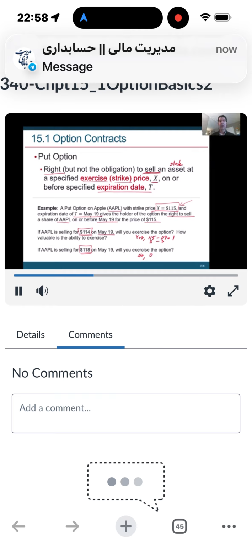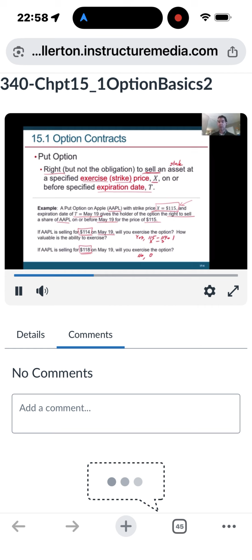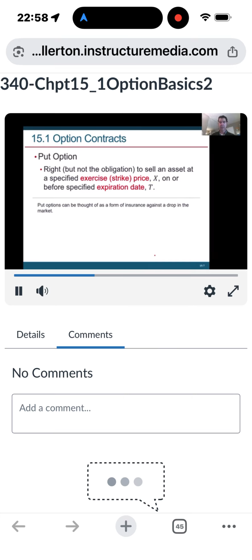All right. So what's a good way to think about a put option? Put options are a little bit different than a call option. The call option, that coupon analogy, I think is very good. But for a put option, I think a different analogy is good. So put options can be thought of as a form of insurance against a drop in the market or against the drop in the price of something. Let's walk through the scenario where that makes sense.